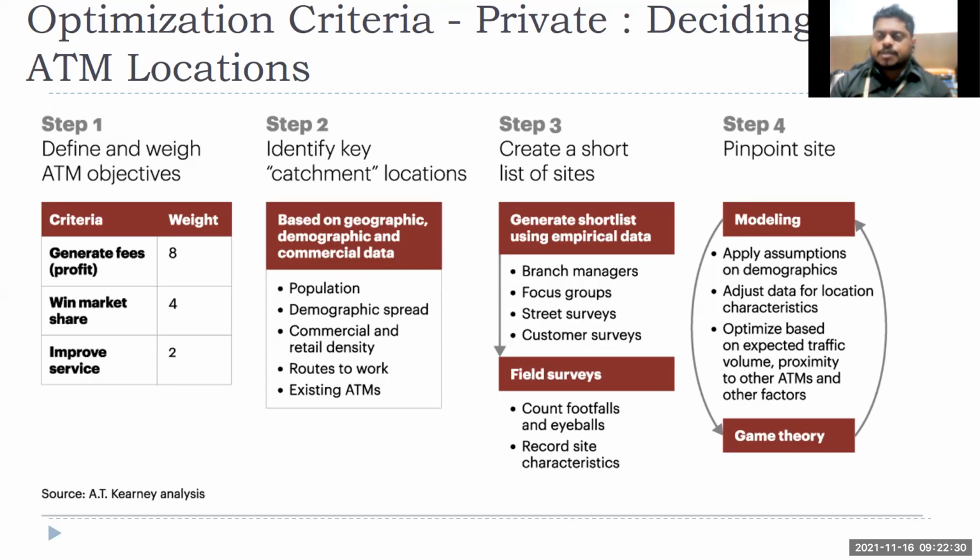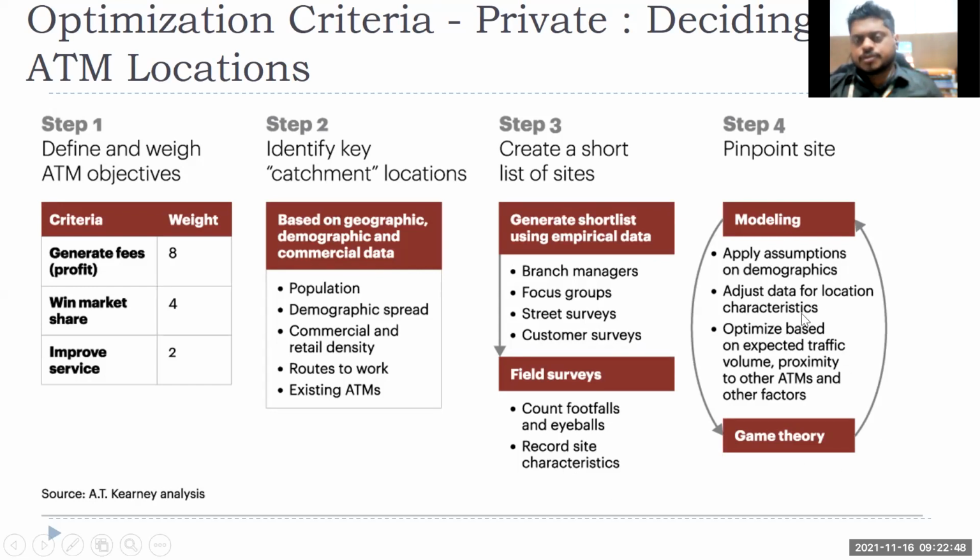Record site characteristics, again look into security, how safe that location is, and whether electricity is available or not. So those are the characteristics. Then out of those 50 sites which you have pinpointed, once you get those details, then optimize it.